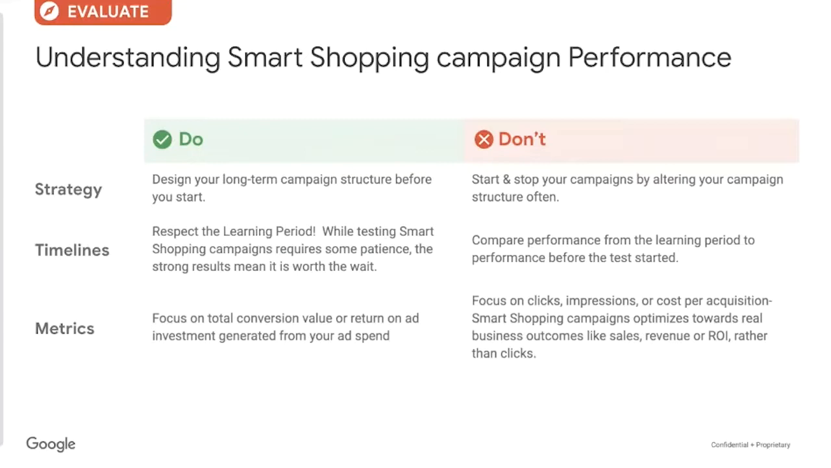And here's what we would recommend not to do. Don't start and stop your campaigns by altering your campaign structure often. Don't compare performance from the learning period to performance before the test started. As mentioned before, new campaigns can take up to 2 weeks to stabilize, particularly campaigns with relatively low conversion volume. Lastly, don't focus on clicks, impressions, or cost per acquisition. Smart shopping campaigns optimize towards real business outcomes, such as sales, revenue, or ROI, rather than clicks.